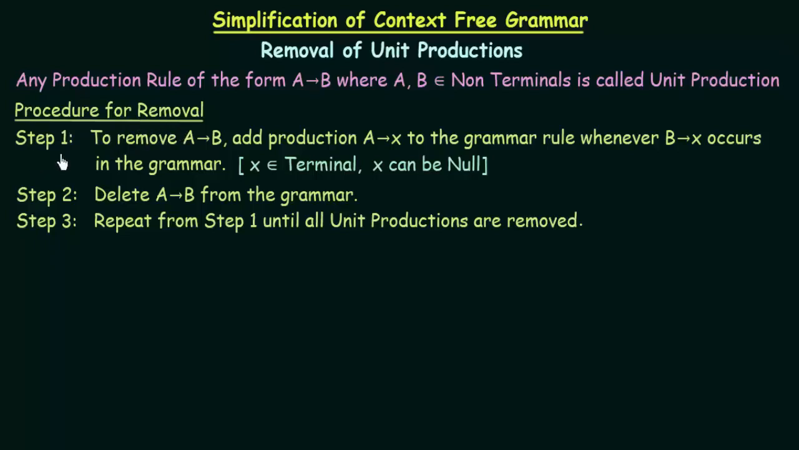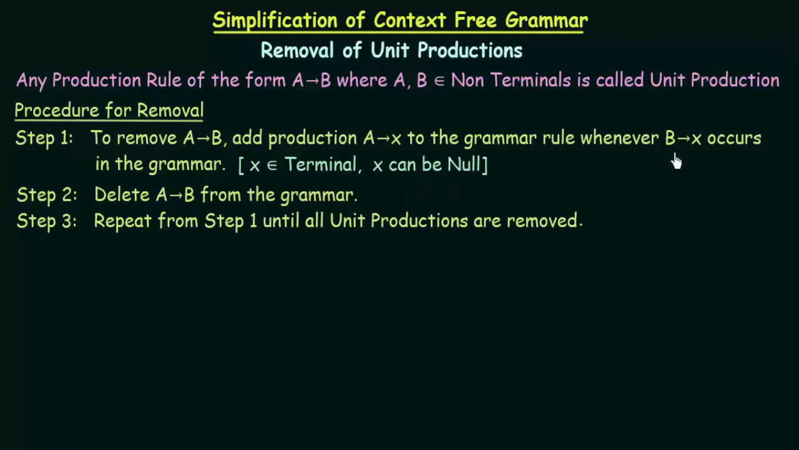Step number 1 says, to remove A gives B, add a production A gives X to the grammar rule whenever B gives X occurs in the grammar, where X is a terminal symbol and X can also be null. So whenever you have a unit production of the form A gives B, you have to add a production A gives X. And when do you need to add this? You have to add this whenever B gives X occurs in the grammar. And what is X? X is a terminal symbol, and X can also be a null symbol.